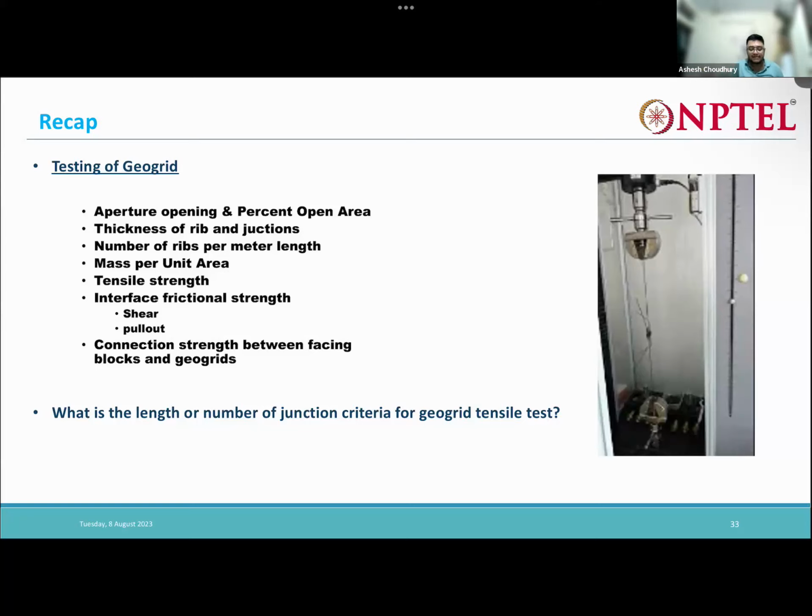Okay, now I have put up a question here. What is the length or the number of junction criteria for the geogrid tensile testing? So there are two criteria. One is the specimen that you are testing. That should have a fixed gauge length, and in that gauge, there should be a particular number of junctions.